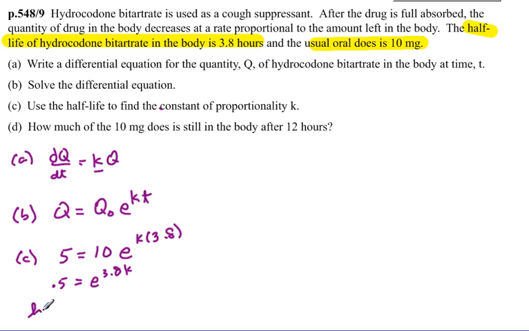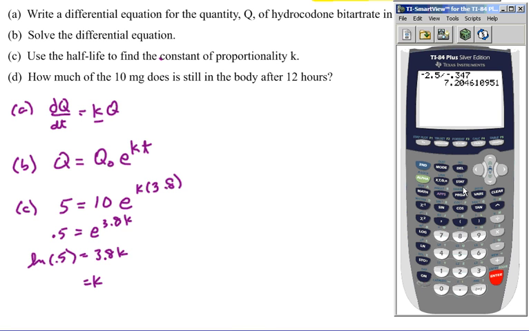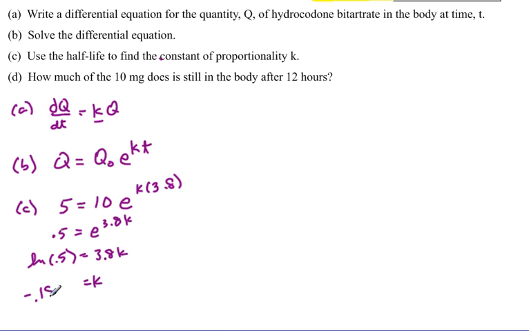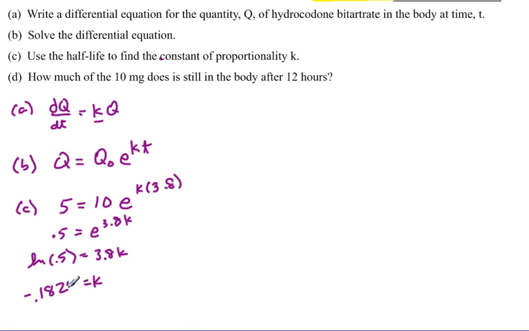We're going to take the natural log of both sides, and then we're going to use our calculator to get an answer. So natural log of 0.5 divided by 3.8. And we've got our K value, which looks to be negative 0.182. Let's throw in the 4 too, just to be safe.